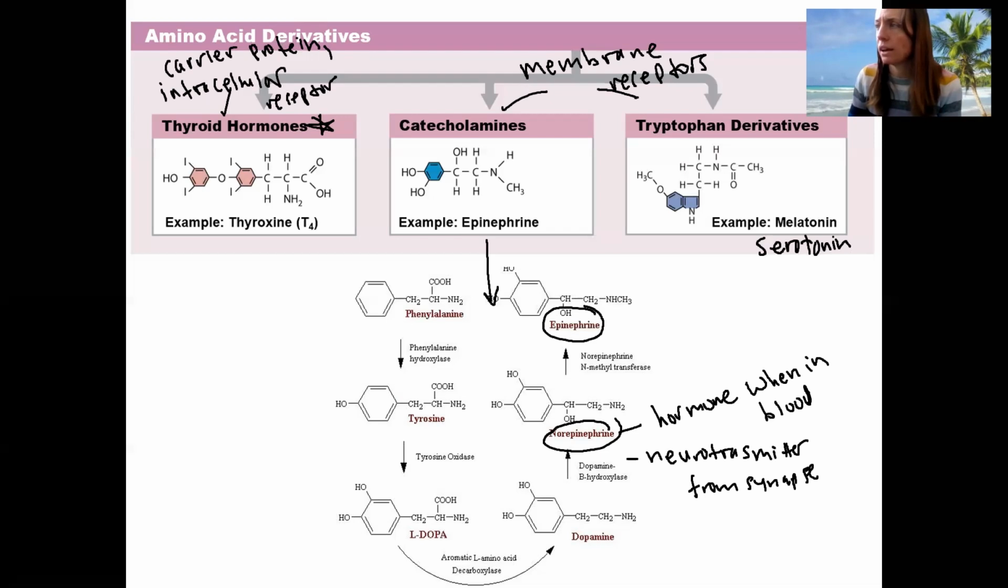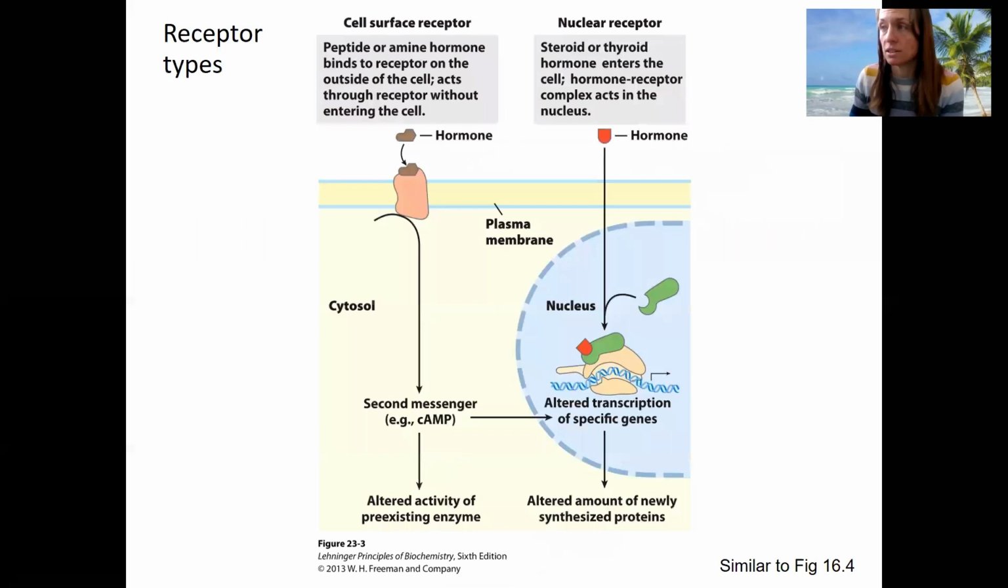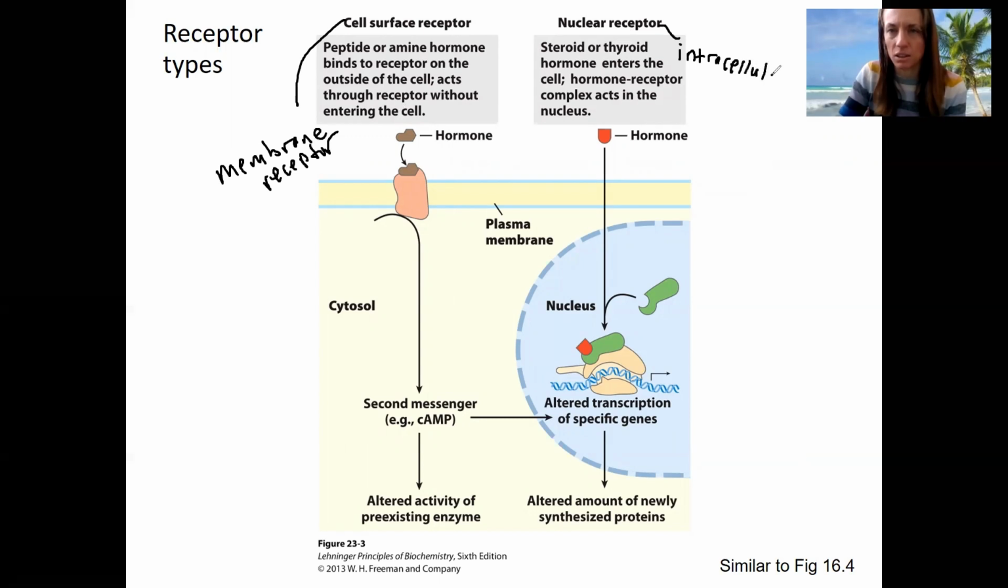Anything else here? Okay, here is a quick review with some nice images. This is a nice image showing the two different types of receptors. Cell surface receptor, right? This is the same thing as a membrane receptor. And here it tells you what types of hormones bind to those. A nuclear receptor, wait a minute, what's that? That's an intracellular receptor. Why is it also called a nuclear receptor? Because it's going to go into the nucleus, ultimately. And that's steroid and thyroid hormones.